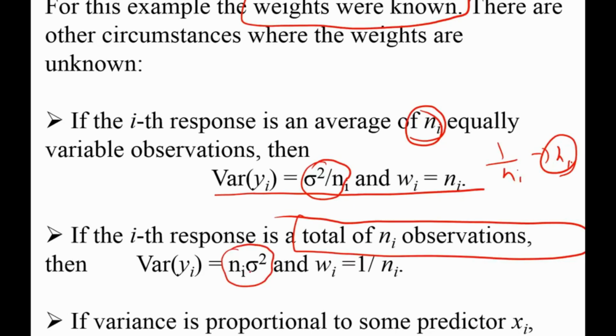Given that, the variance is the number of observations times the variance, and the weight is exactly the reciprocal, which is 1 by ni. So this is what you need to remember while aggregating the observations, right? So this is additional information.